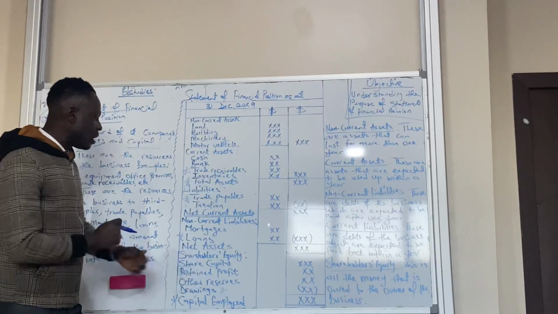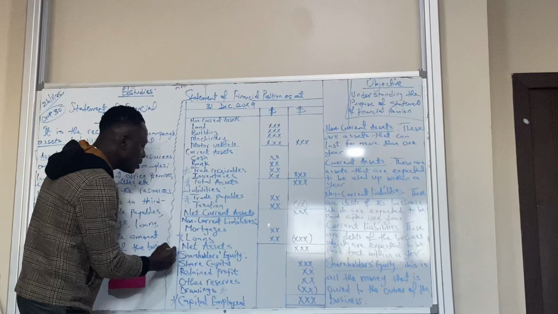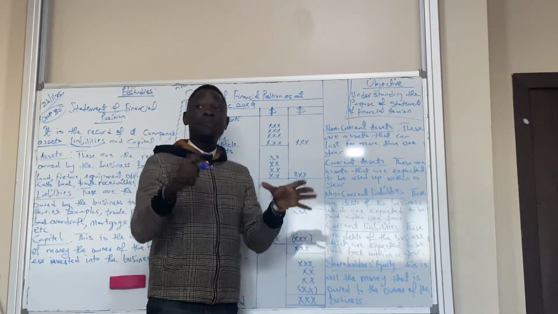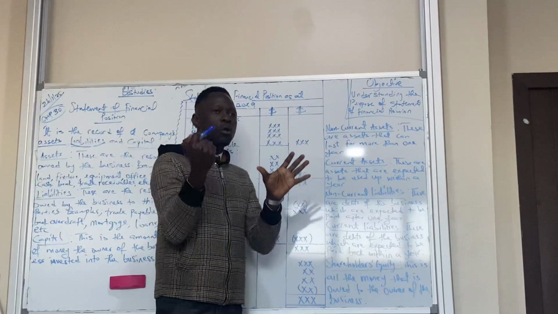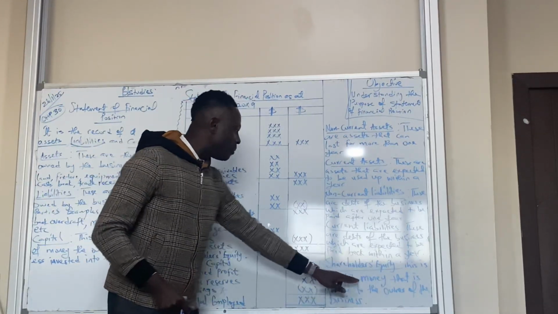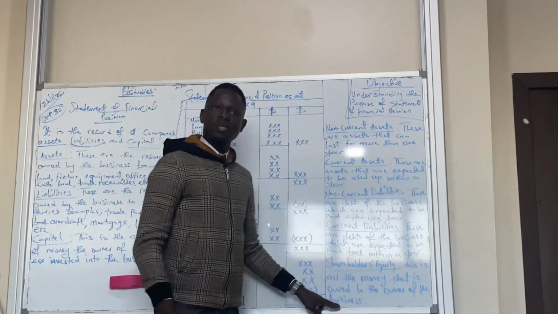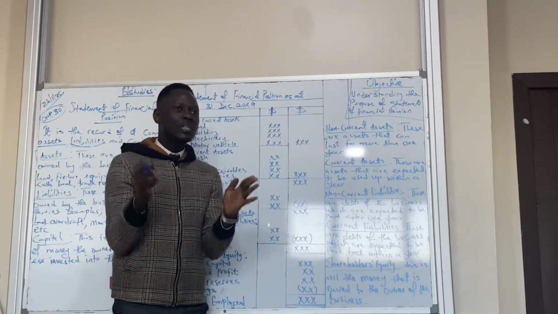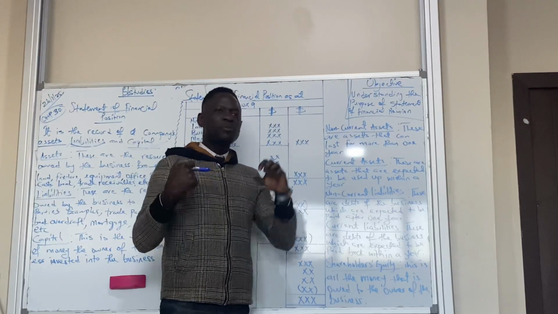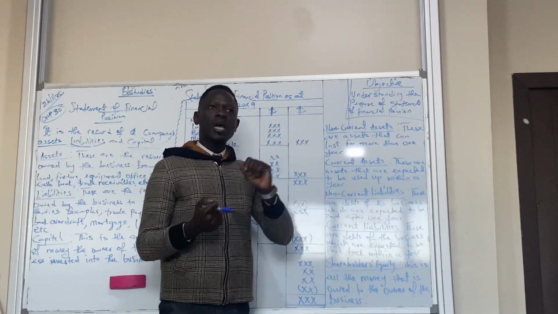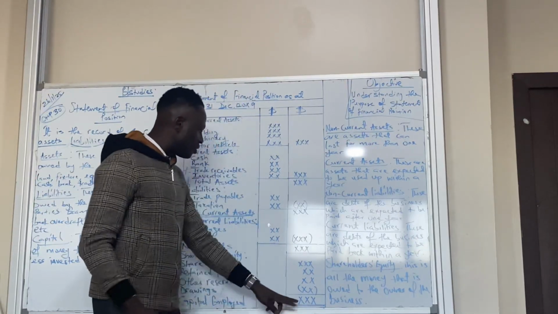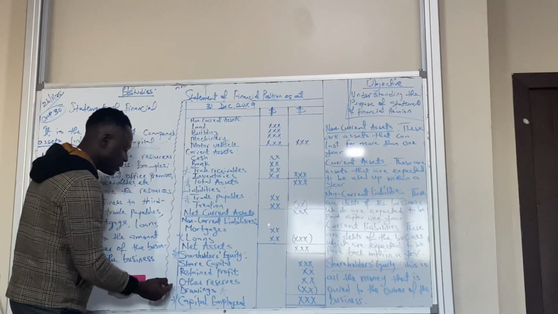Then we have shareholders' equity. For shareholders' equity, we're talking about the amount of money that the business is owing to the owner of the business. This is all the money that is owed to the owner, because the business has to be treated separately from the owner of the business. As soon as the owner puts money into the business, it is called capital. If the owner withdraws money from the business, we call it drawings. I talked about that already, right?